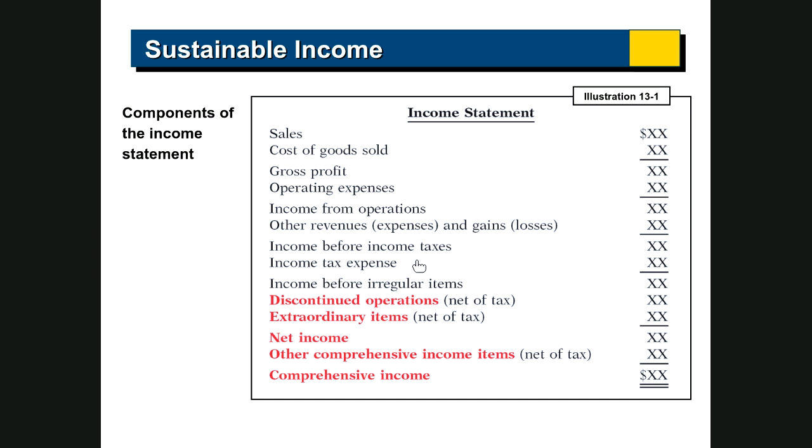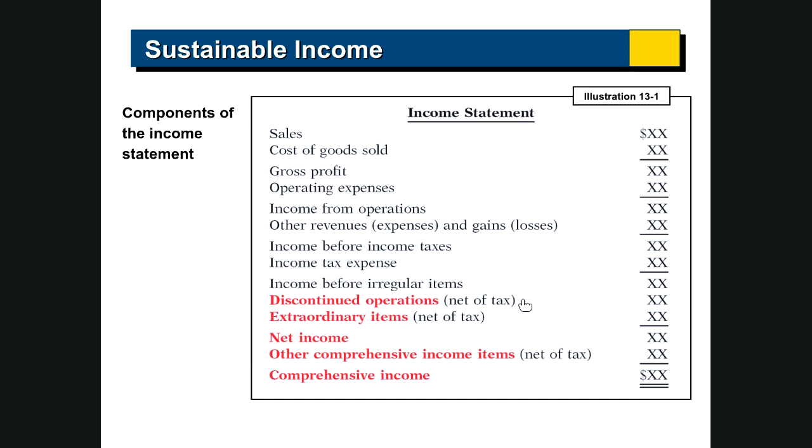Then comes income before irregular items. So this is where we have the irregular items starting after this income. This is from all the regular income items after the income taxes. The irregular items, which are discontinued operations as well as extraordinary items, they are shown net of tax.